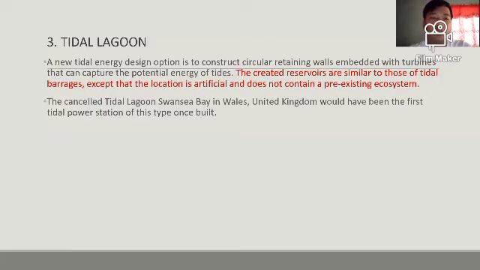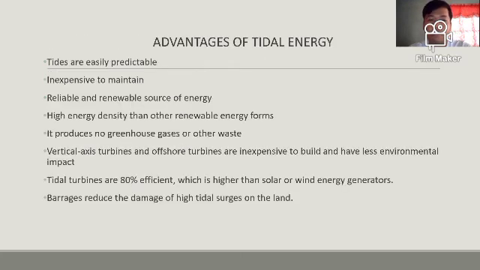And number 3, tidal lagoon. A new tidal energy design option is to construct a circular retaining wall embedded with turbines that can capture the potential energy of tides. The created reservoirs are similar to those of tidal barrage, except that the location is artificial and does not contain a pre-existing ecosystem. The canceled tidal lagoon, Swansea Bay in Wales, United Kingdom, would have been the first tidal power station of this type once built. And this is the advantage of tidal energy.